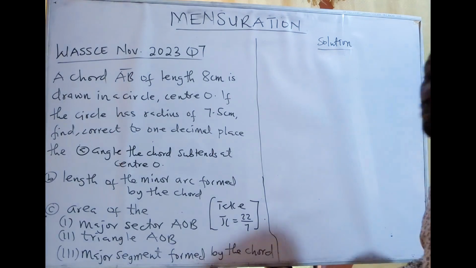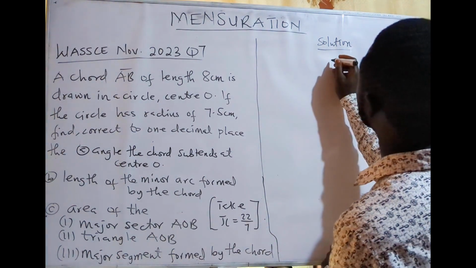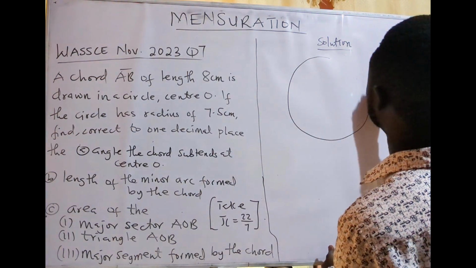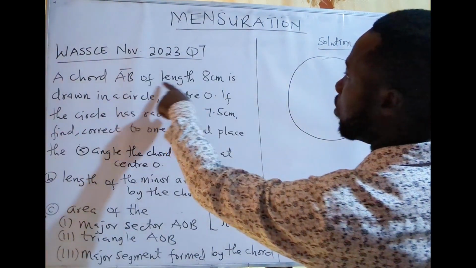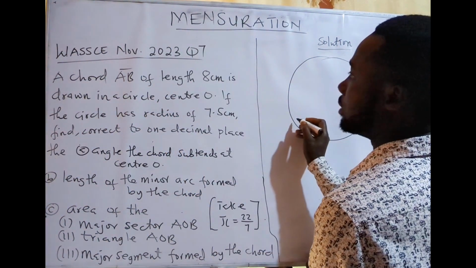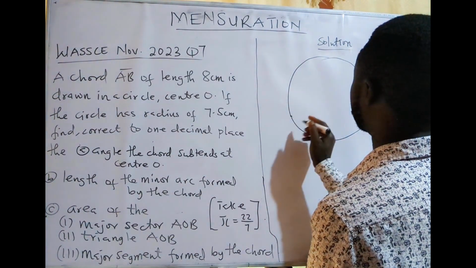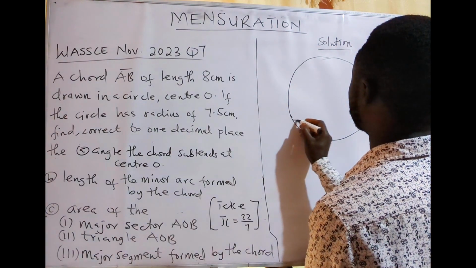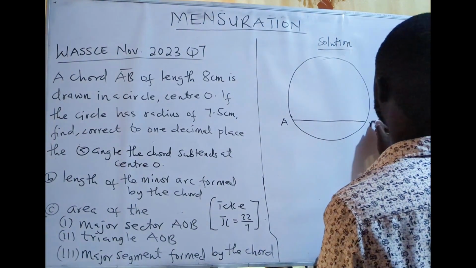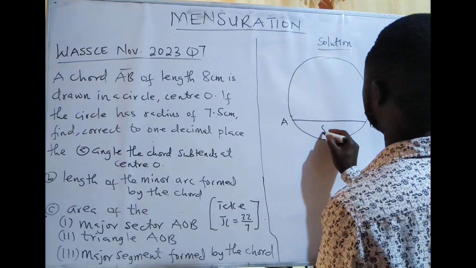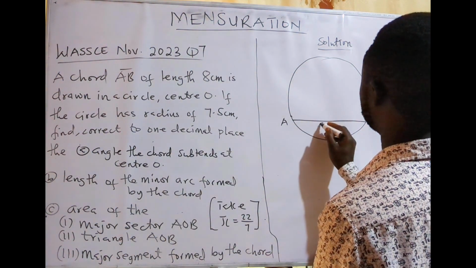Okay, so with this question you have to draw a circle. So we will draw a circle neatly here. Then we have a chord of length 8. So the chord is AB. So let's say this is our chord AB of length 8 centimeters.